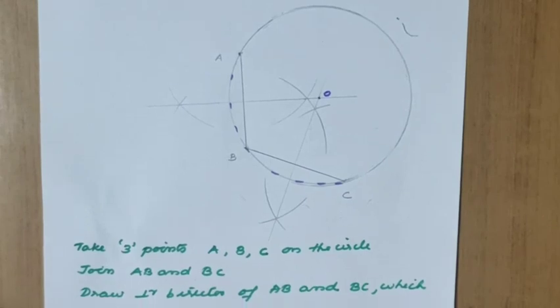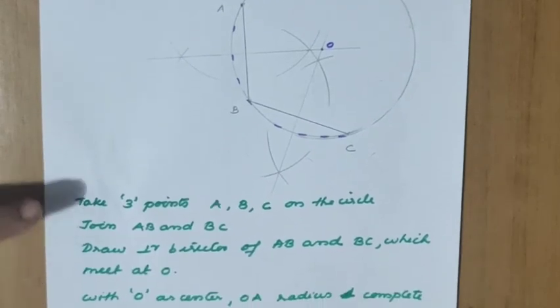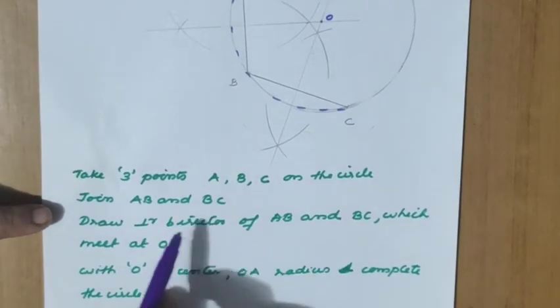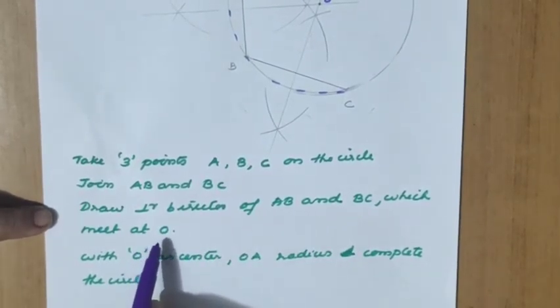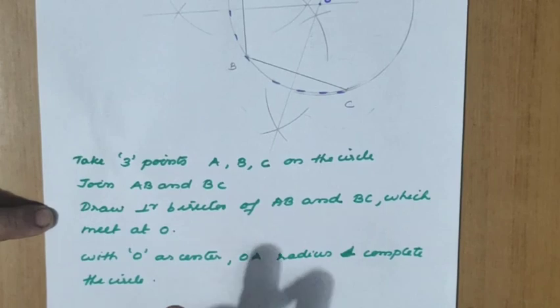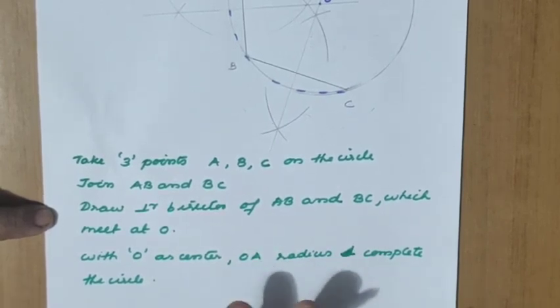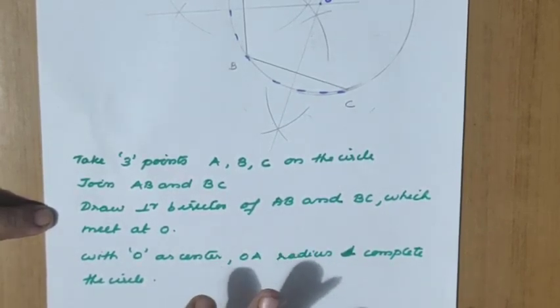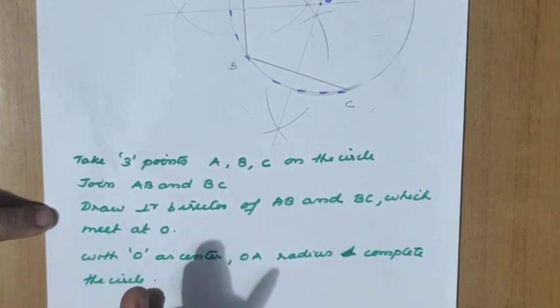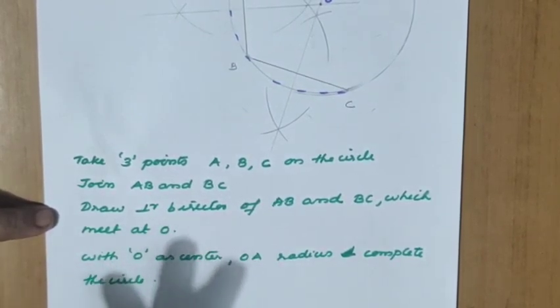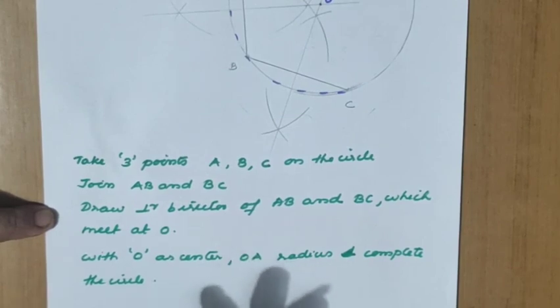Let us see the steps once again. Take 3 points A, B, C on the arc, join AB and BC, draw the perpendicular bisectors which meet at O. Once you get the center, we can complete the circle. That is what we have done, the same steps as the last theorem. So I think after doing the second part, that is given an arc of the circle, you learned how to do the constructions. So with this, I am winding up today's video.